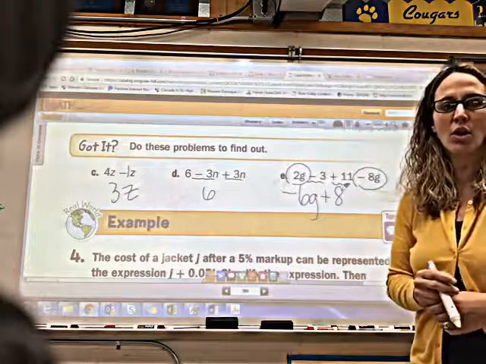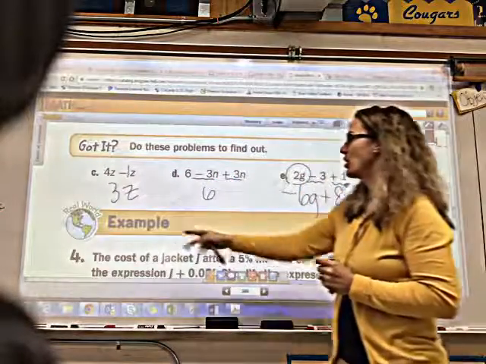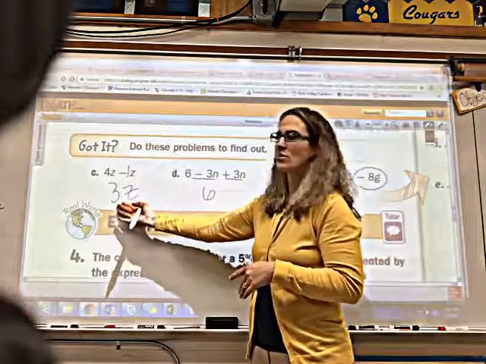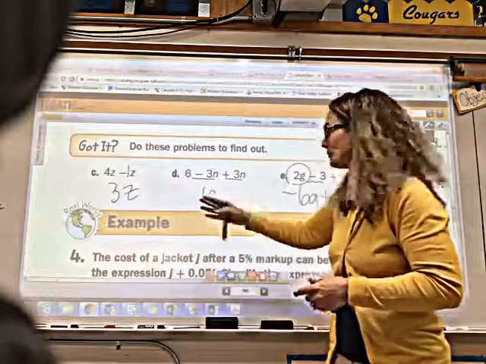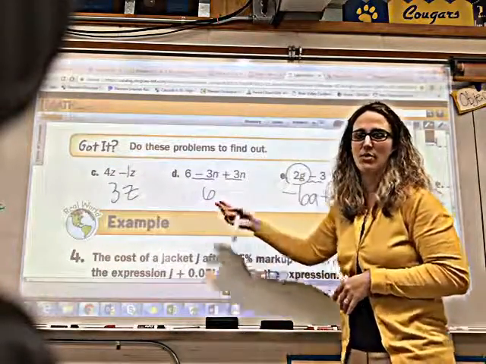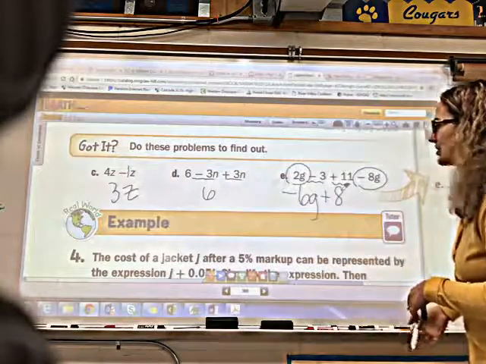So in simplest form, we have changed all three of these expressions. You're going to notice sometimes you have something as simple as 3z where you have a number and your variable. Sometimes you're just going to have a whole number, and sometimes you have a combination of numbers, variables, and operations.